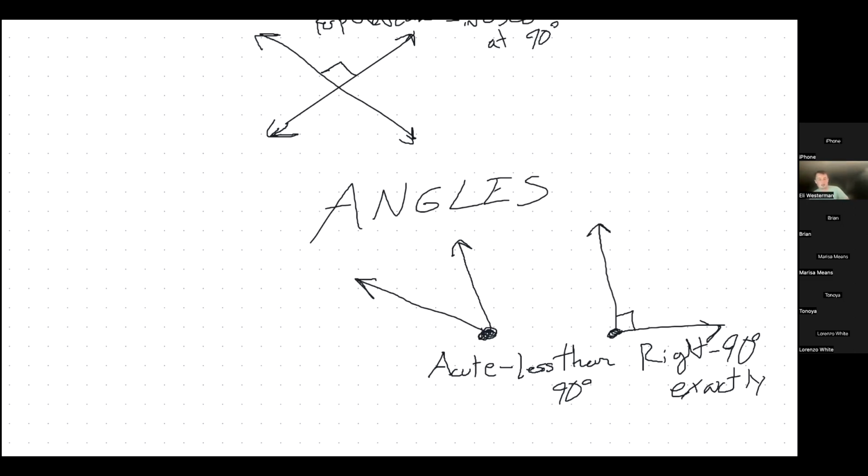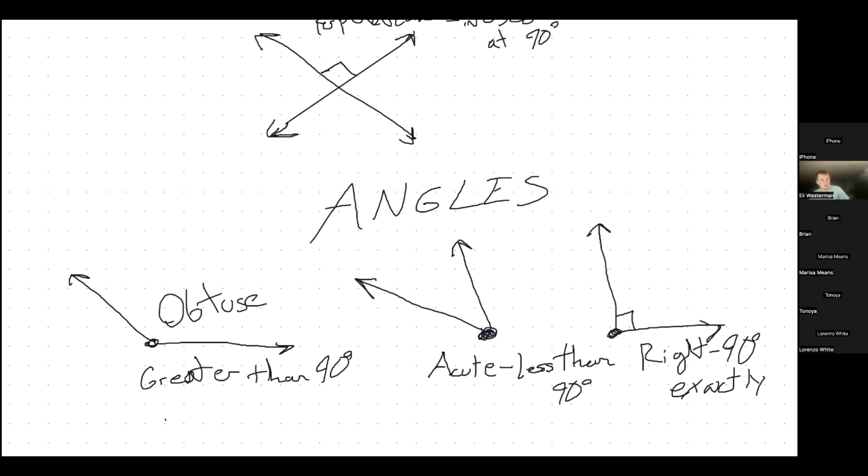Right, exactly 90 degrees. Now there's one more we're going to talk about, an obtuse angle. Obtuse is greater than 90 degrees, less than 180.